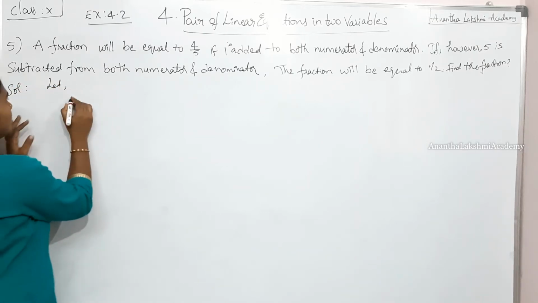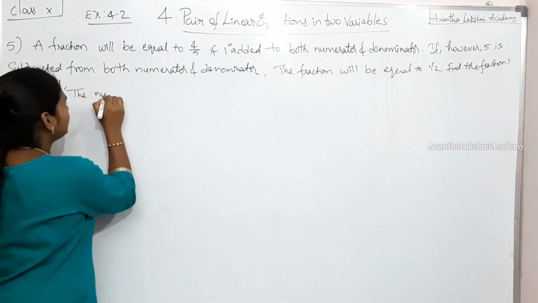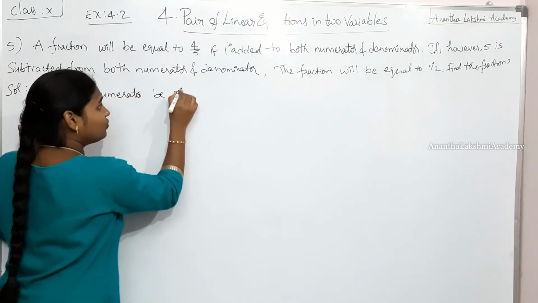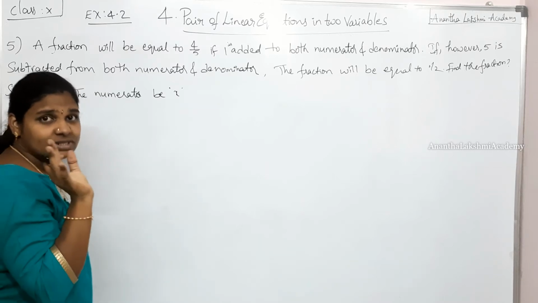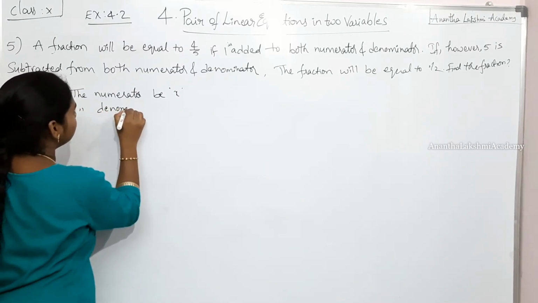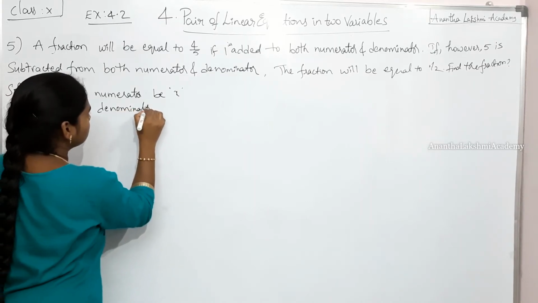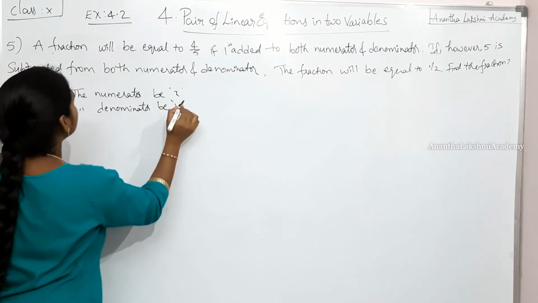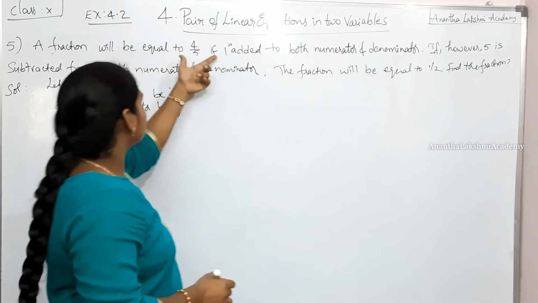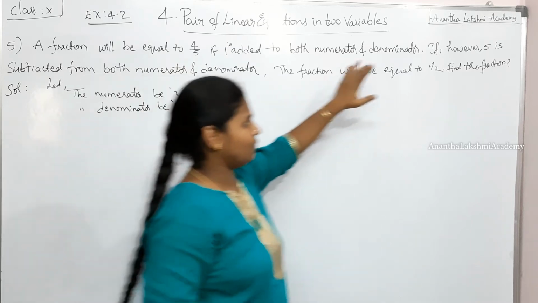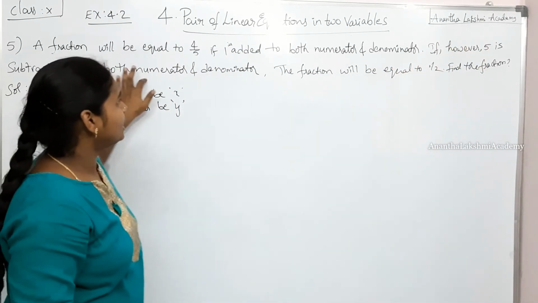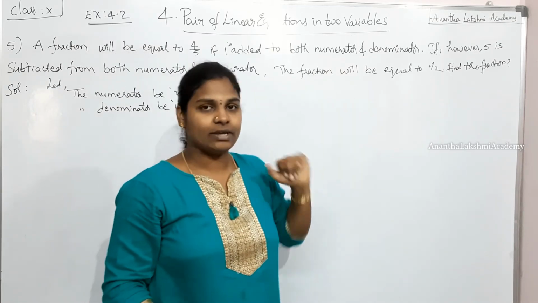Let the numerator be x. First of all, we need to understand what are the unknowns that are given in the question. Next, let the denominator be y. Now, what is given? If 1 is added to both numerator and denominator, this is going to be equal to 4 by 5. If, however, 5 is subtracted from both numerator and denominator, then the fraction will be equal to 1 by 2.